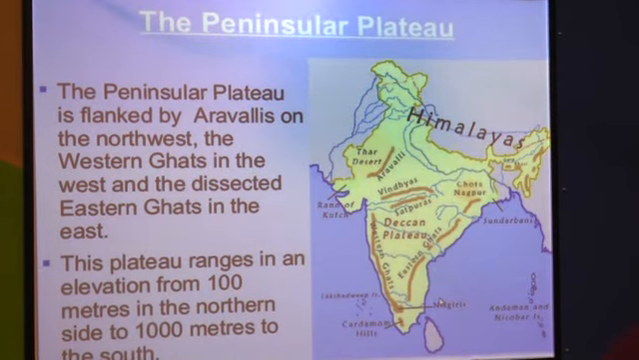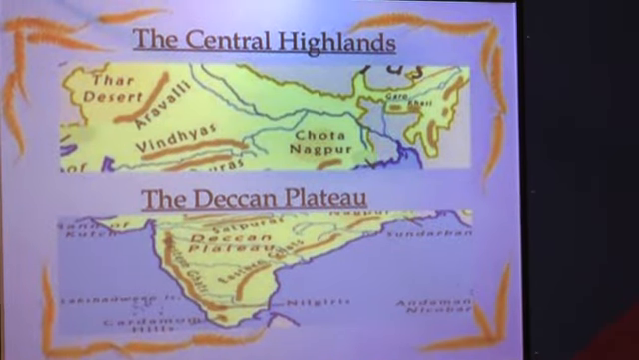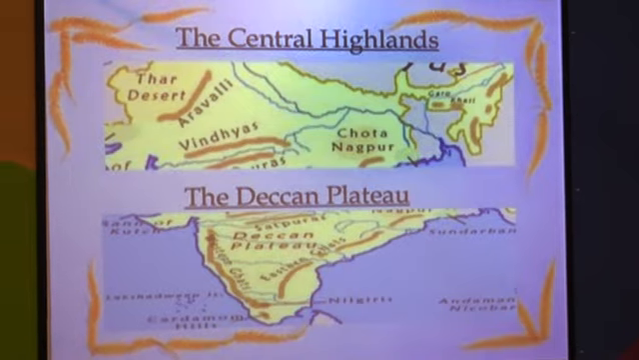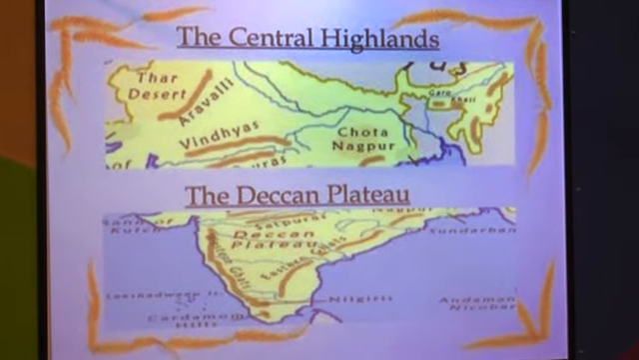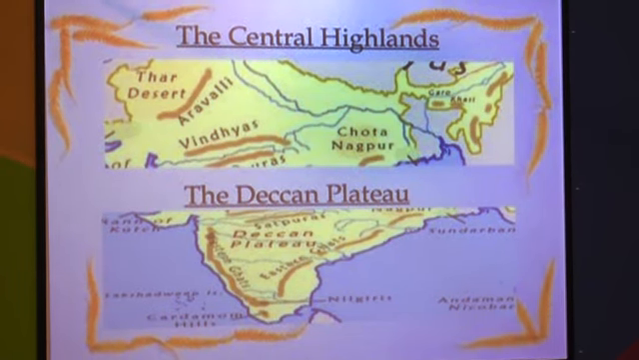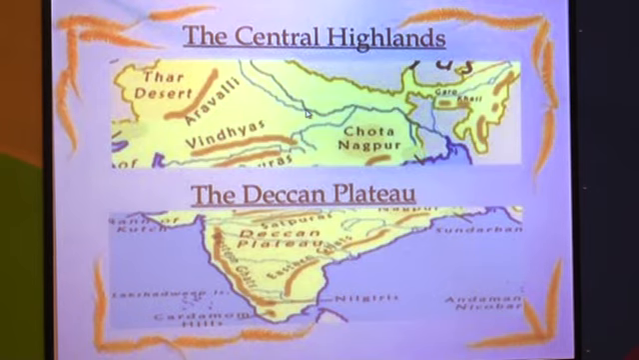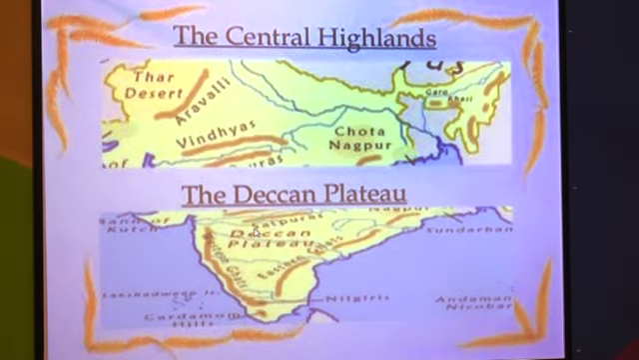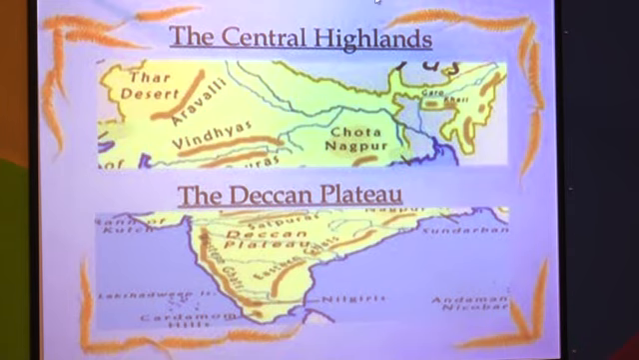So students, when we observe this map, see here, this plateau is broadly divided into two zones, two sections. This northern part is called central highland and the southern part is called Deccan plateau. Narmada river separates these two portions. Narmada river's northern part is central highland and Narmada river's southern part is Deccan plateau. So students, let's see central highland and Deccan plateau in detail.